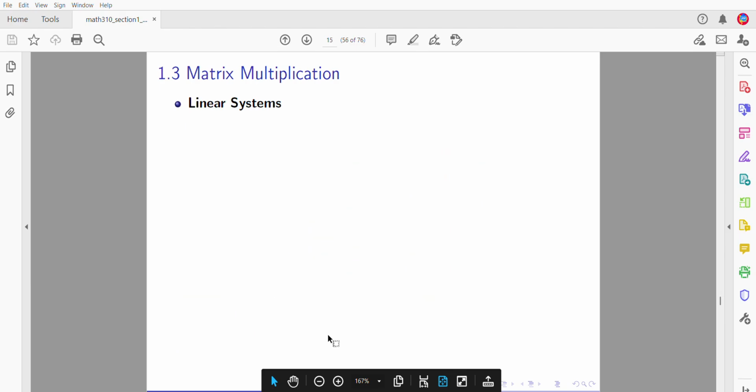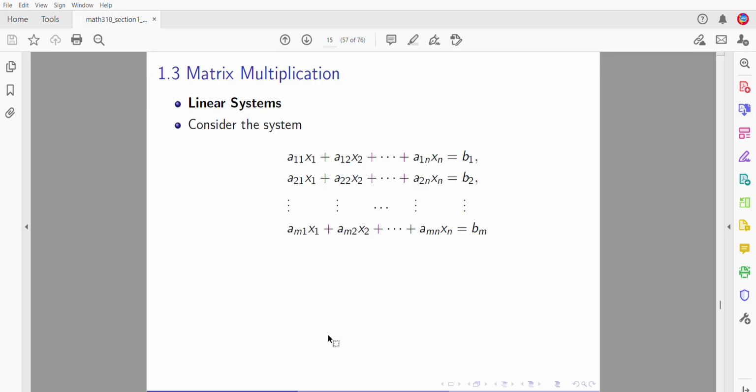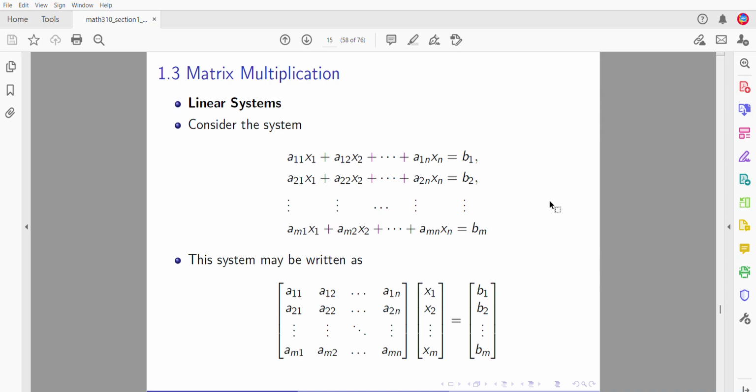What is a linear system? If you remember, a linear system is a system of equations. Each of these equations is linear. That is, power of x is just 1. In this case, you have m equations in n variables equals m numbers. Well, we may write this in matrix notation. Just write the coefficients a_ij followed by a column of x_i's equals the right hand side column.